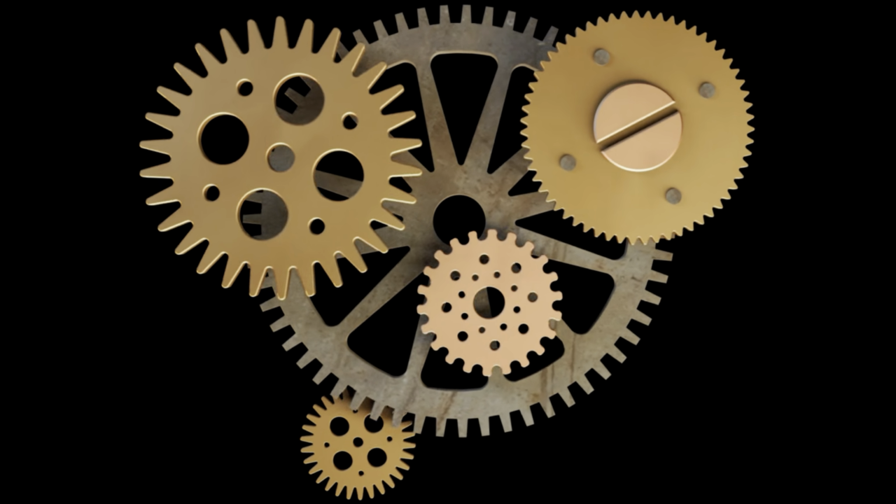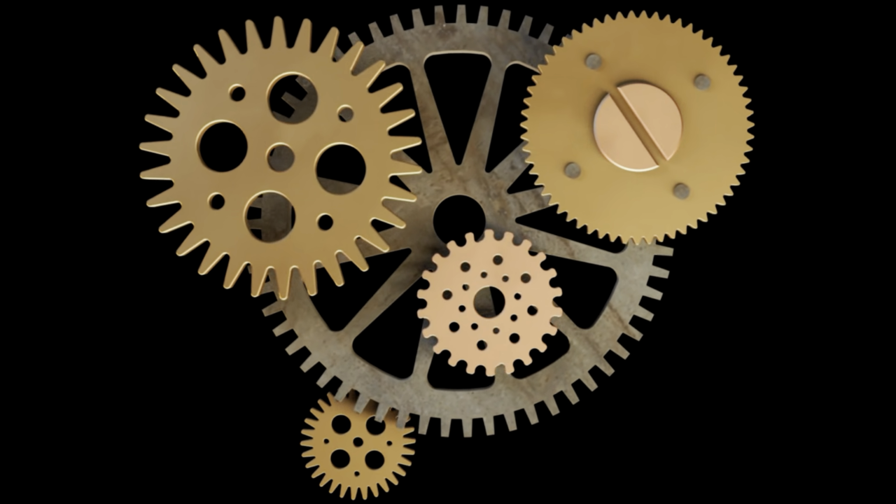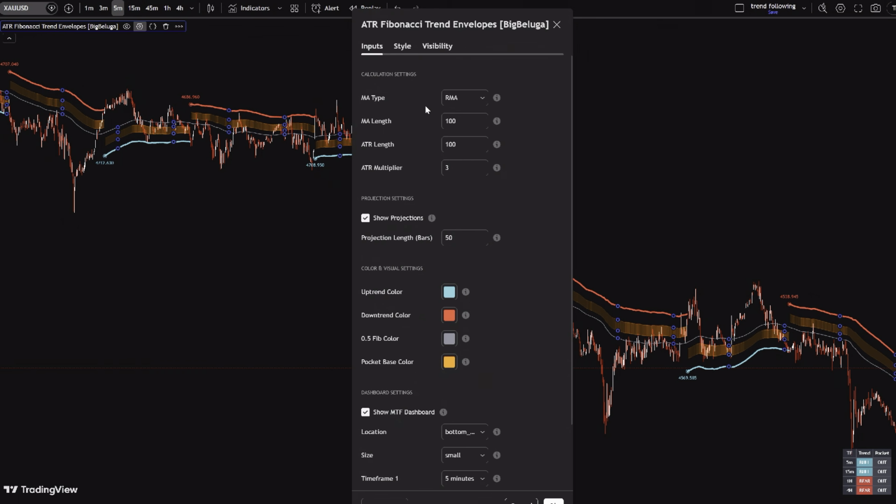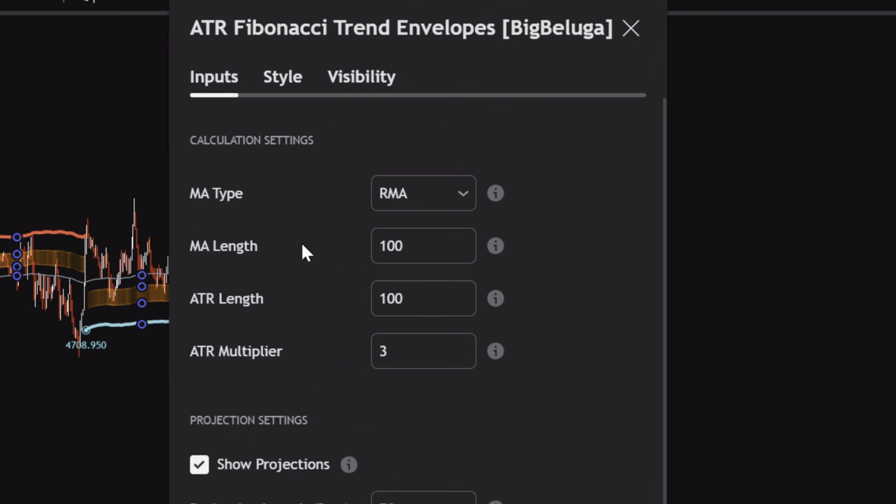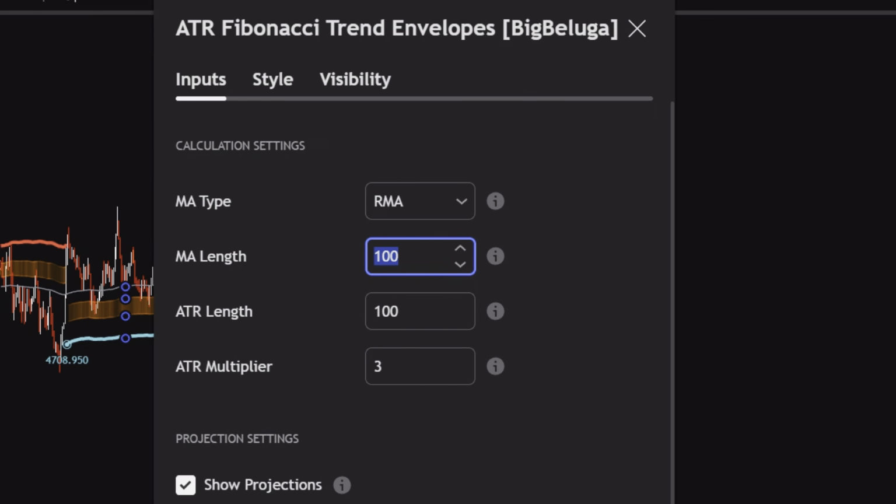First of all, we need to adjust the indicator. Go to the ATR Fibonacci trend envelope settings, then in the inputs tab, change the MA length to 45 and the ATR length to 45. That's all we need for the ATR Fibonacci trend envelope settings.